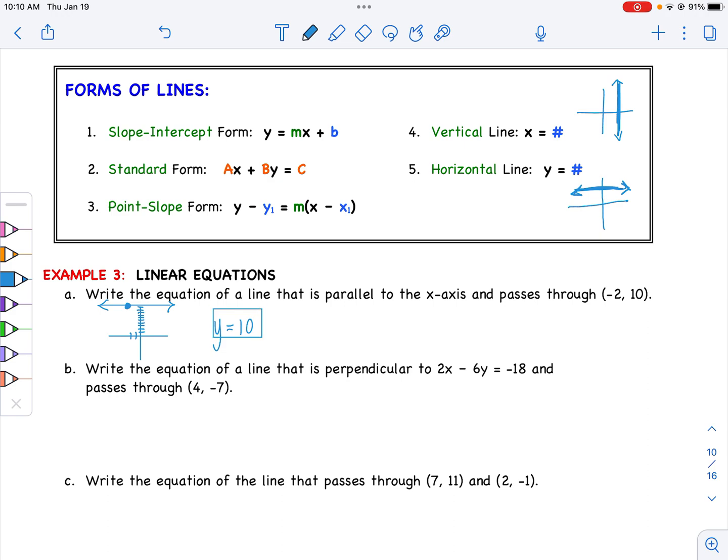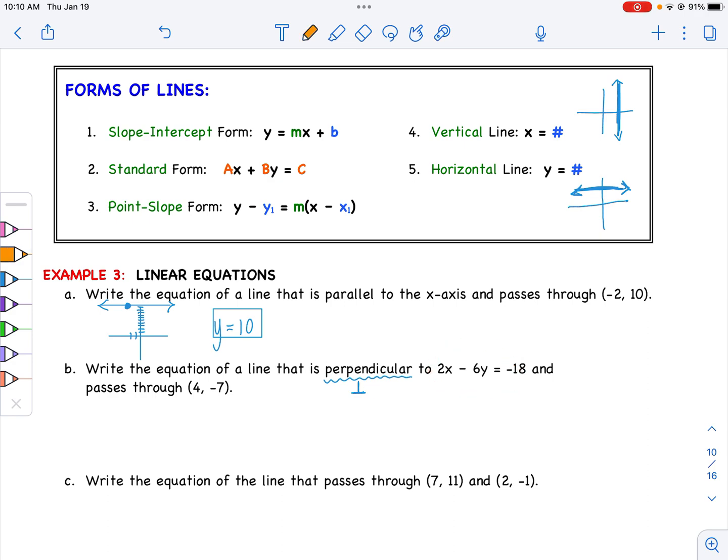For part B, write the equation of a line that is perpendicular to 2x minus 6y equals -18 and passes through the point (4, -7). Now, when we think perpendicular, hopefully you remember that means opposite reciprocal, and we usually use an upside down T to note perpendicular. First thing, let's find the slope of this line and then see what's perpendicular.